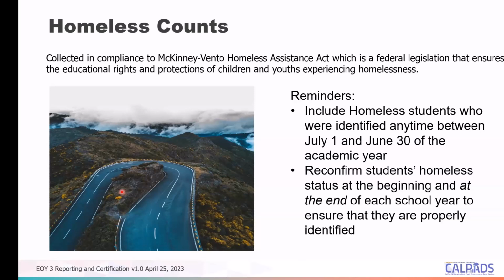Again, for fall 1, the cutoff date for homeless students was census day. For end of year, the cutoff date is June 30. So there is a greater possibility that you will have a higher homeless count during the end of year period, because you may have additional homeless students reported after census day or after fall 1.